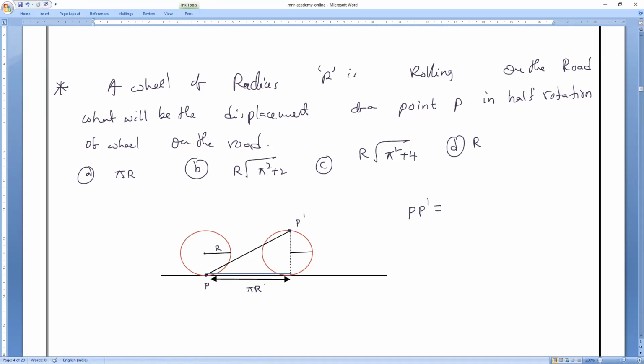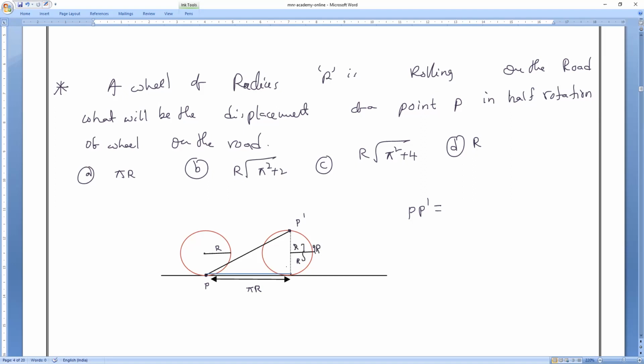Okay, very good. But the particle made not a complete rotation, only half rotation. If it is a complete rotation, it will come here, so the distance traveled by it is 2 pi r. Yes or no, guys? Now, what is this side equal to? As we all know, this is R and this is also R, so R plus R is 2R. How much? 2R.